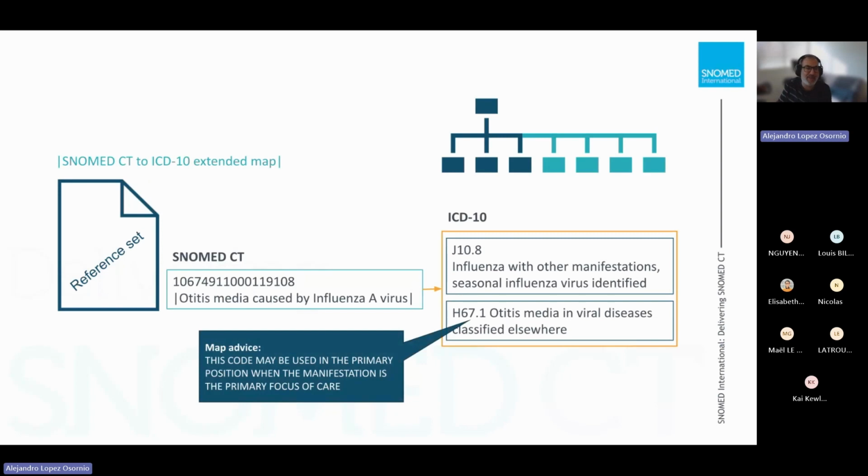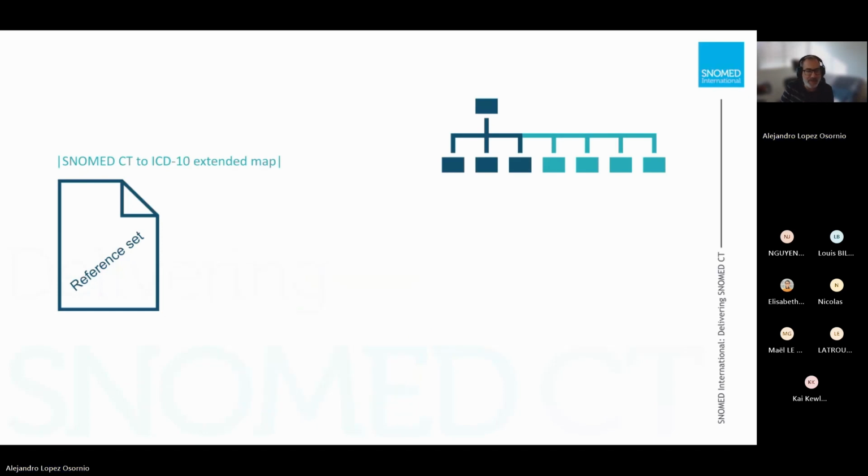So the map advice explains that if you need to have a primary code in your system, you need to choose this one, choose otitis media and viral diseases. This is a better one to represent the whole meaning than only the influenza. Yes. That's an additional column that defines the advice. Other use of the additional columns is to add some rules.